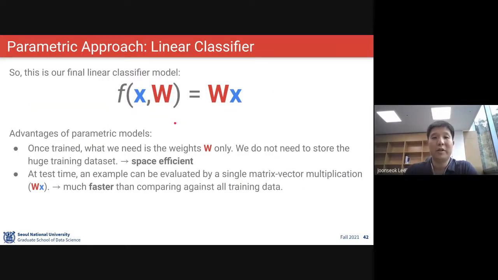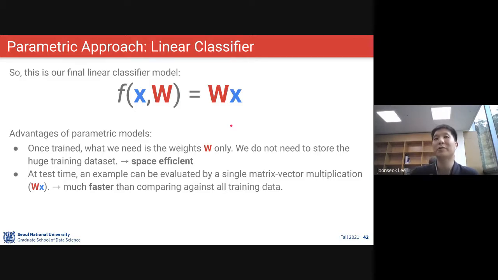And let's see what the advantages of these linear models are over the nearest neighbor classifiers. So now our model is like this. Given an X, it's W times X, and W is the weights we learned from the data. So once trained, what we need is just the W. Once we have a new test point X, what we need to do is just multiply by this W, and then it will give the output score for the 10 classes. So what we need is just W, but what is the shape of the W?